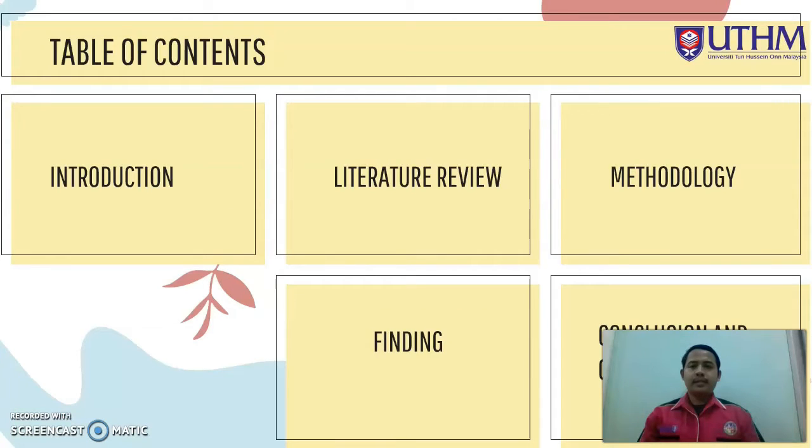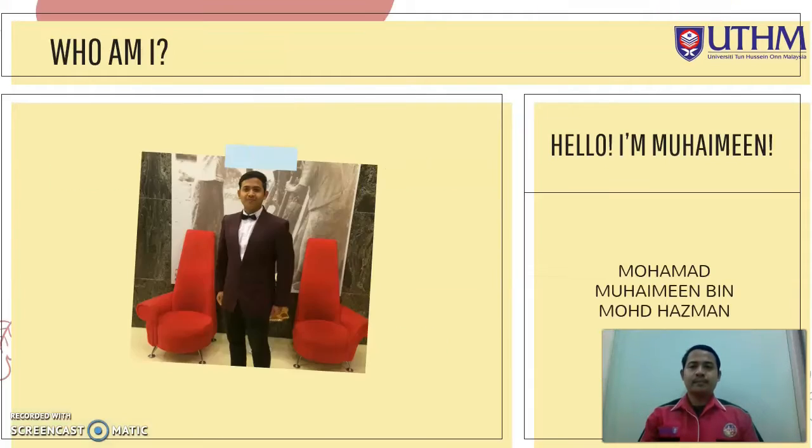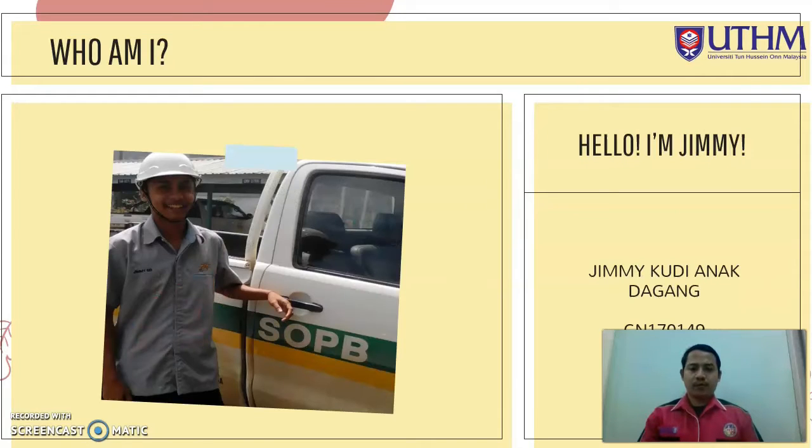So in this assignment, this is the table of contents: number 1 introduction, number 2 literature review, number 3 methodology, number 4 findings, and number 5 conclusion and opinions. My name is Muhammad Muhaimin as the first presenter, and this is my friend Jimmy Kudi as the second presenter.